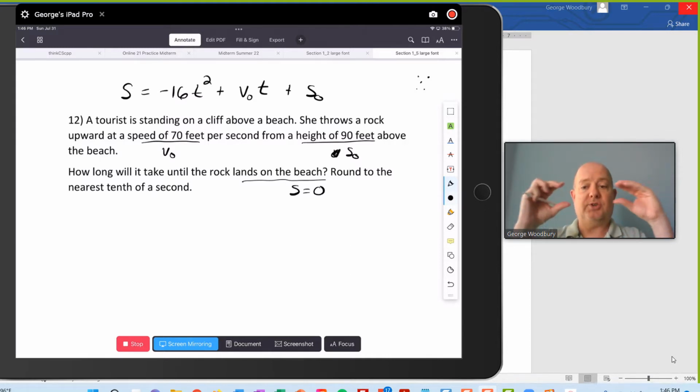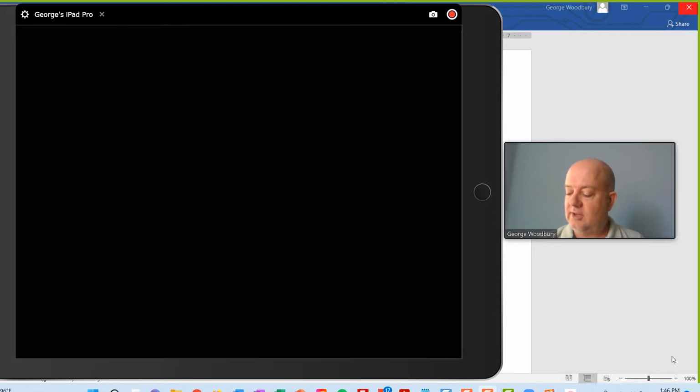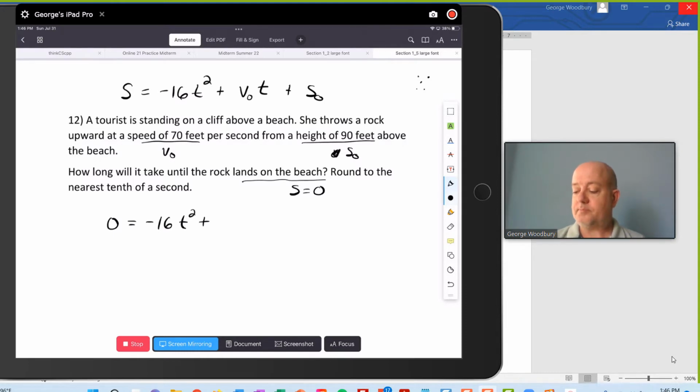So I've got the equation written at the top of the page. I'm going to substitute in here. S is 0. That equals negative 16t squared plus, I'm going to put in 70 for v sub 0, so plus 70t plus 90.